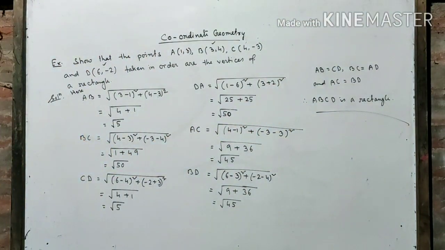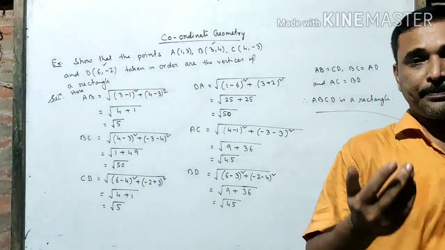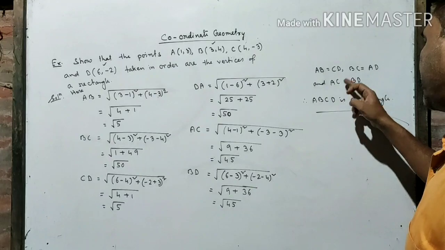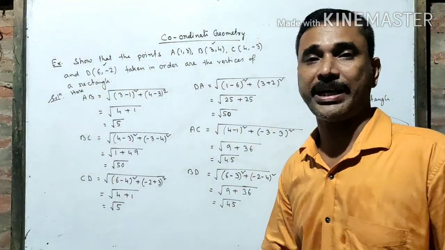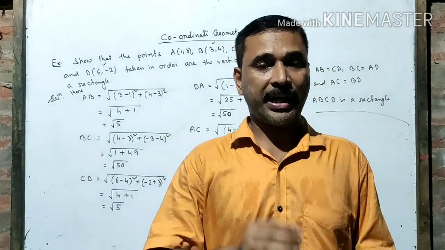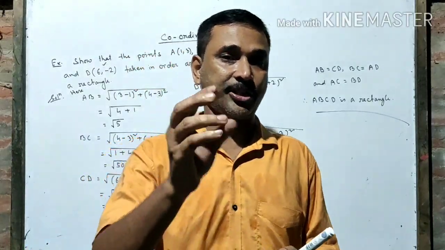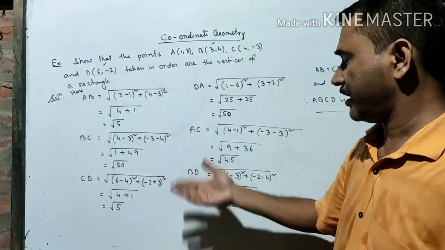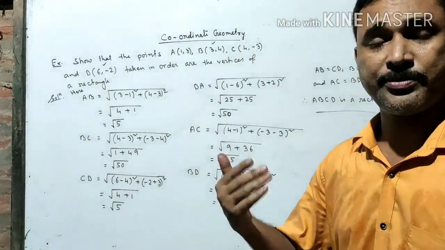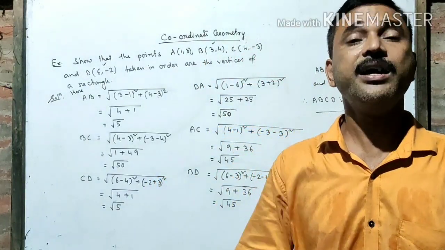In this way, you can show that a quadrilateral is a parallelogram. If AB is equal to CD, BC is equal to AD, and AC not equal to BD, then you can conclude that the quadrilateral ABCD is a parallelogram. Similarly, for a rhombus, AB is equal to BC is equal to CD is equal to DA and AC not equal to BD, then it's a rhombus. In the same way, you will find the lengths of the four sides and the diagonals, then you will show that AB is equal to BC is equal to CD is equal to DA and AC not equal to BD, then the quadrilateral ABCD is a rhombus.